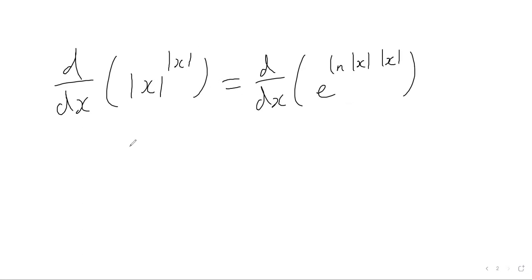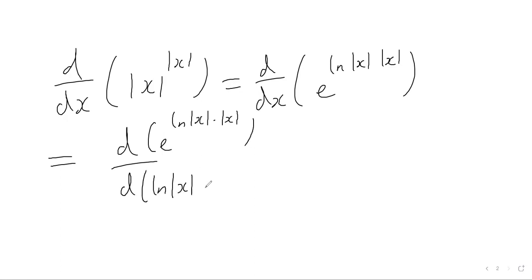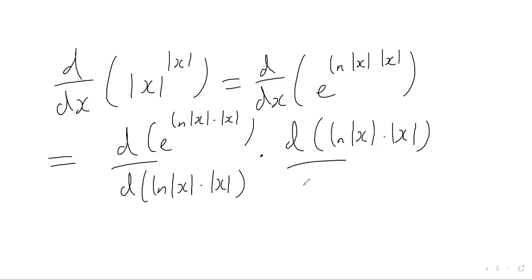And now again, we can just use the chain rule here. So this is going to be the derivative of e to the ln modulus of x multiplied by the modulus of x, with respect to the natural logarithm of the modulus of x multiplied by the modulus of x, like that. And then we're going to multiply that by the derivative of the natural logarithm of the modulus of x multiplied by the modulus of x with respect to the variable x. Okay, great. This is just by using the chain rule.